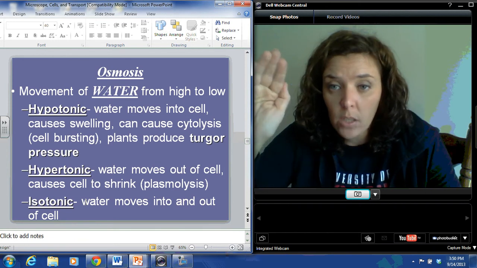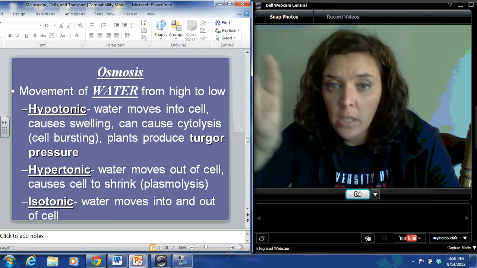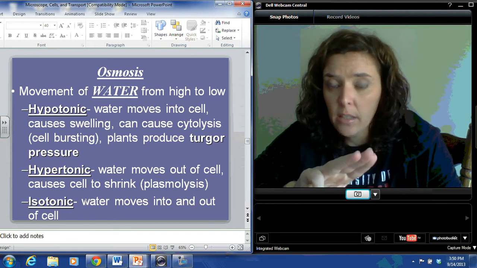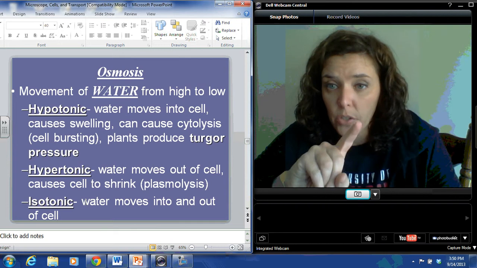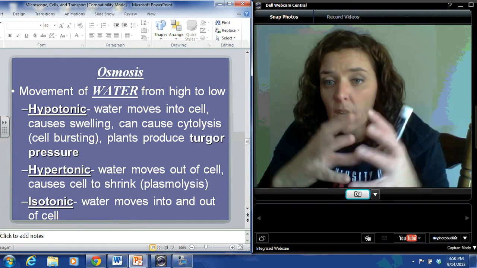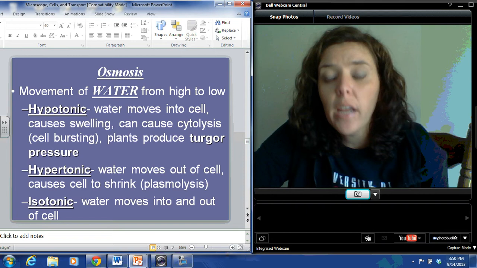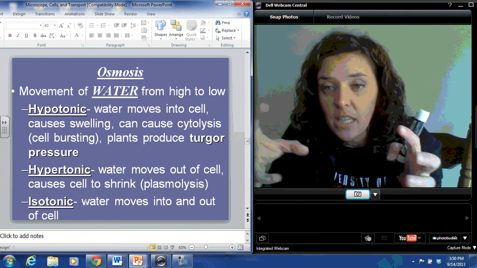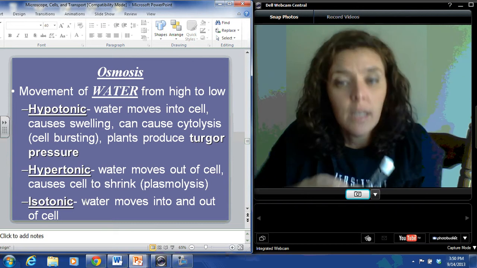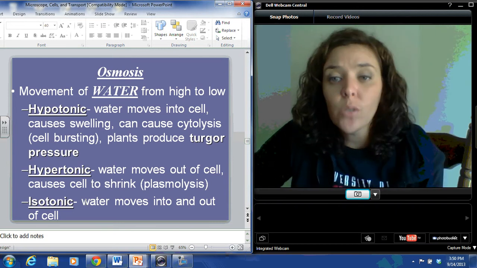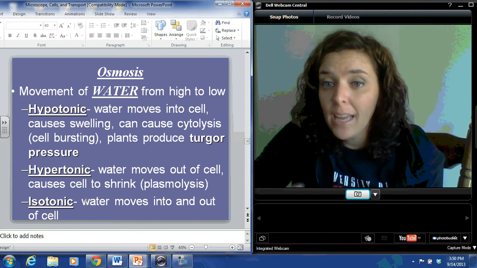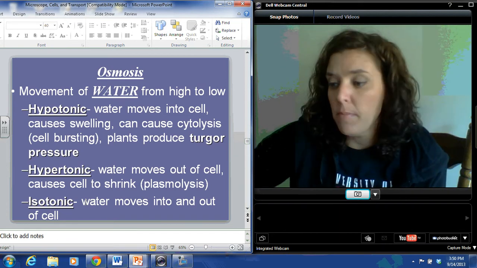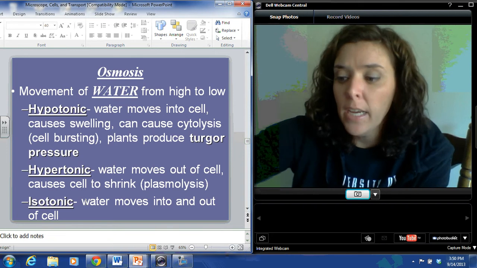So water molecules move from where there's a lot of water to where there's a little bit of water. And there are three scenarios there. You can have a hypotonic solution where water moves into the cell, causing it to swell. Then you can have a hypertonic solution where water leaves the cell, causing it to shrivel and shrink. And then you have an isotonic solution where water moves into and out of the cell. Okay, and that allows the cell to maintain equilibrium in that case.